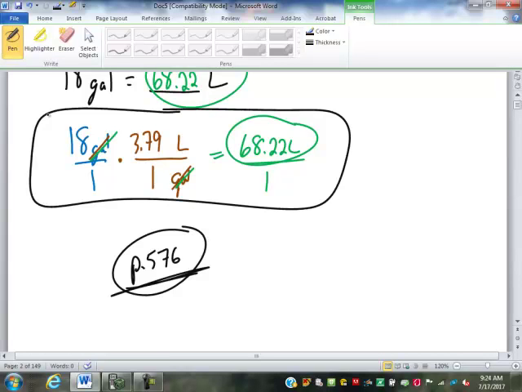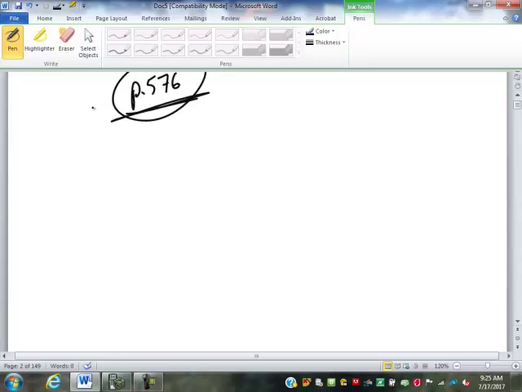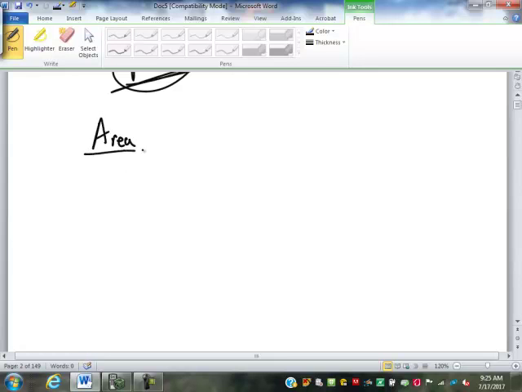What might be different than what we've done, I shouldn't say what will be different than what we have done, is dealing with area and volume conversions. We mentioned this briefly. Let's say that I have an object here that is 4 square feet, and I want to know how many square inches that is.